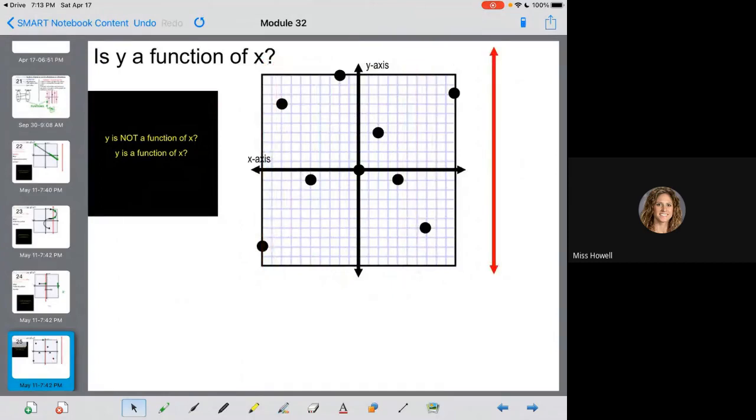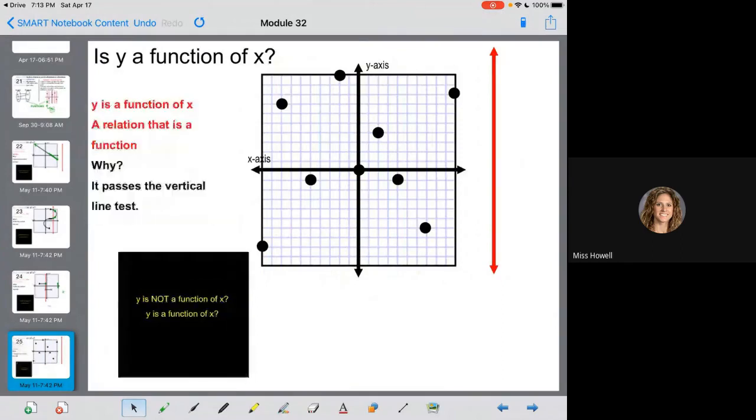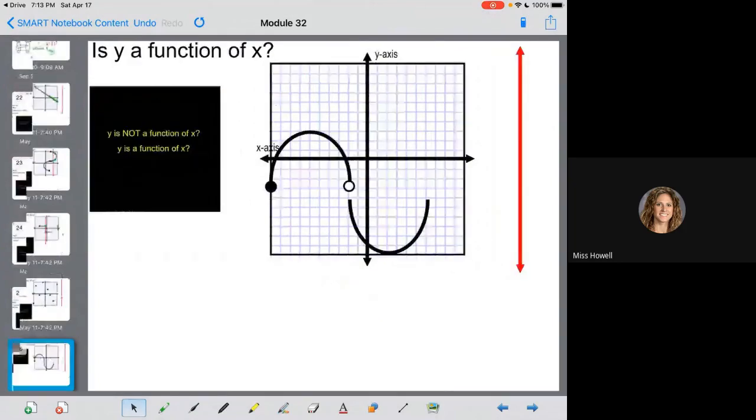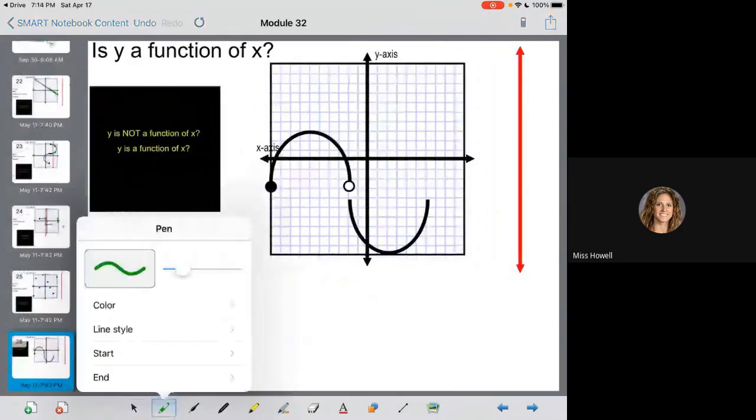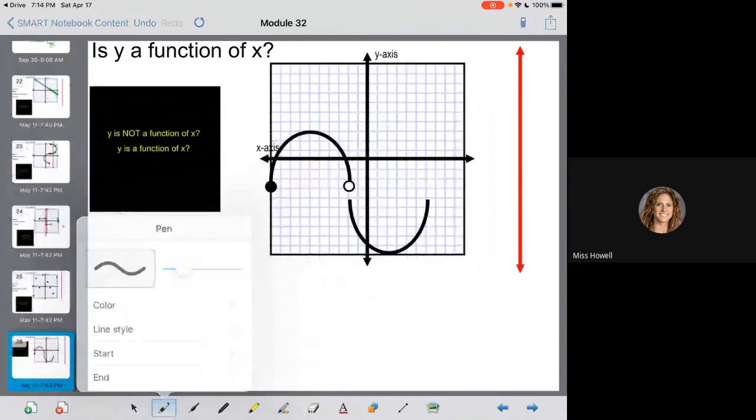So this would be y is a function of x. And the reason being is it passed the vertical line test. So this is a relation that is also a function. All right, I will fix the ends here. This has a closed-in circle here and a closed-in circle here, right? That's what it should be there.